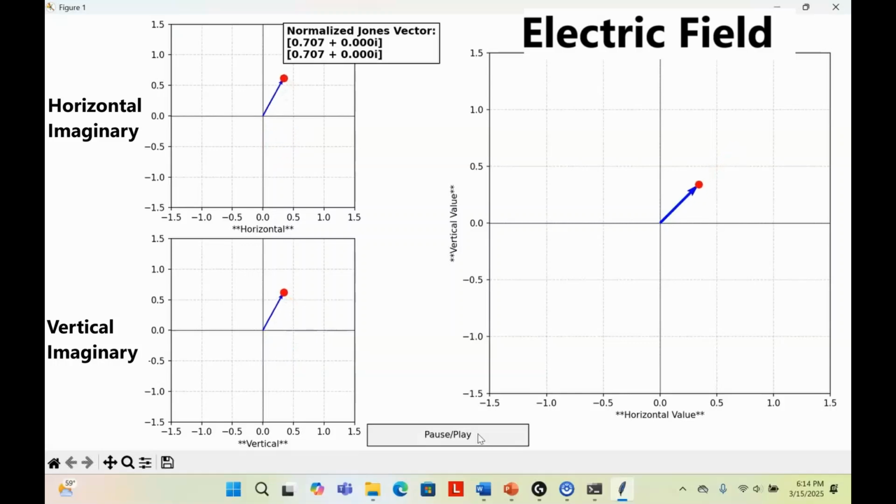The right graph visualizes the resulting polarization. The electric field moves back and forth along a 45-degree line. This represents linearly polarized light oriented diagonally.